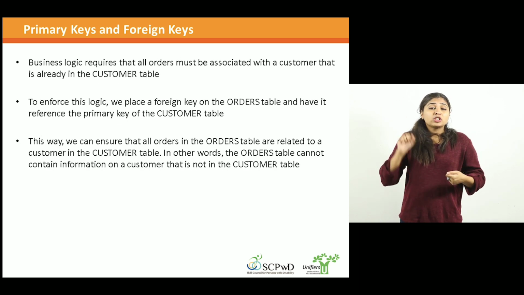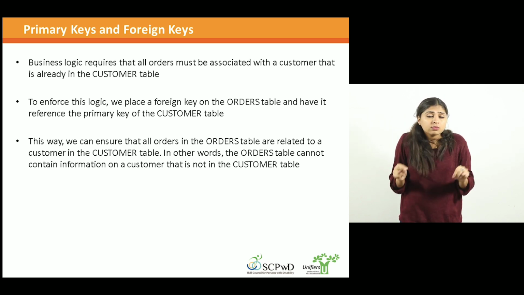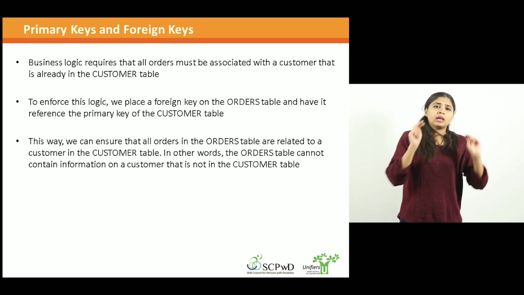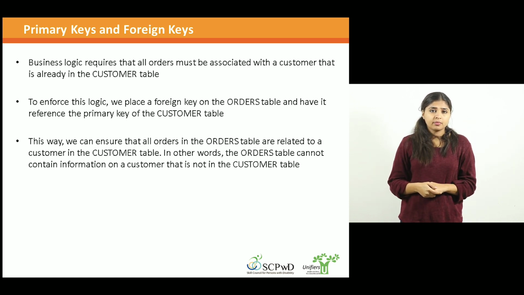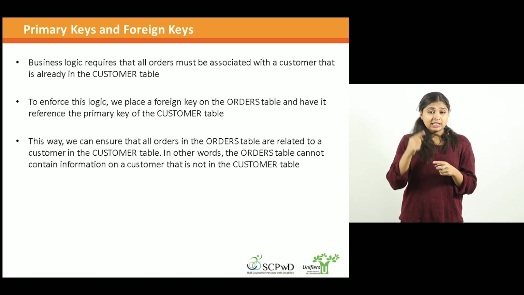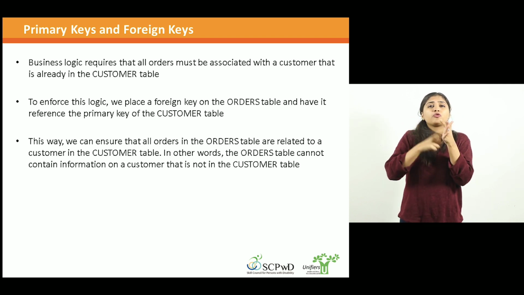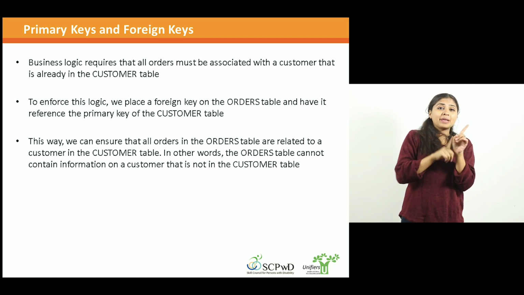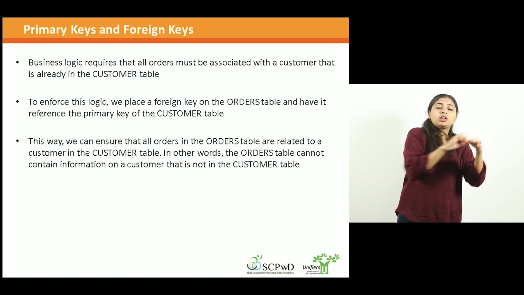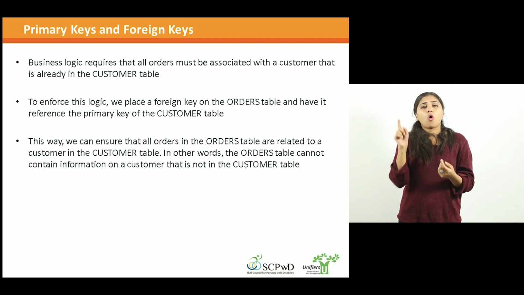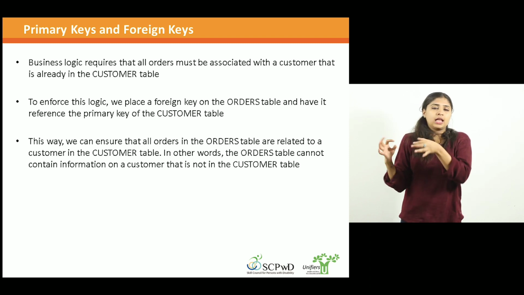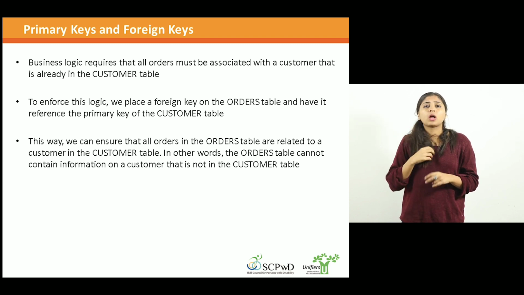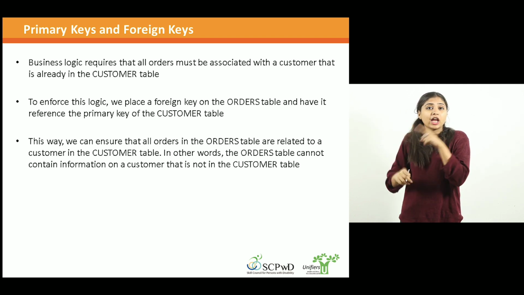Business logic requires that all orders must be associated with a customer that is already in the customer table. To enforce this logic, we place a foreign key on the orders table and have it reference the primary key of the customer table. This way, we can ensure that all orders in the orders table are related to a customer in the customer table. In other words, the orders table cannot contain information on a customer that is not in the customer table.